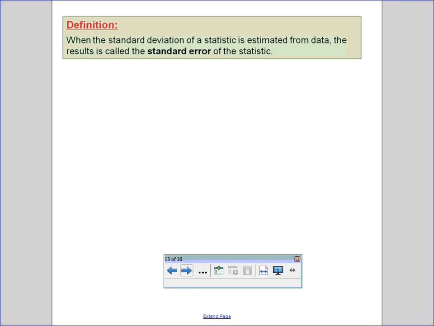Now, when we estimate the standard deviation from the data, we call it a standard error. So it's the standard error instead of the S of whatever. That's just a small nomenclature issue, but because we don't have the standard deviation, we're estimating with standard error. Because we do not know what P is, we're estimating it.